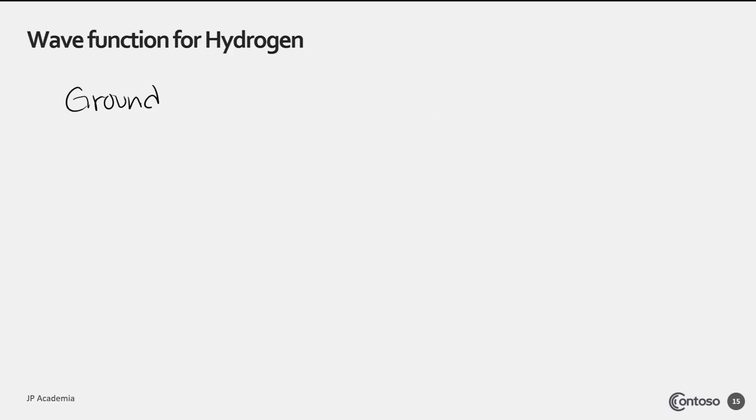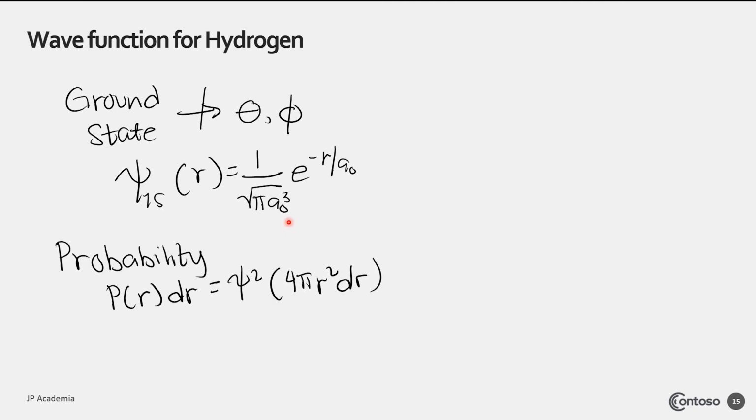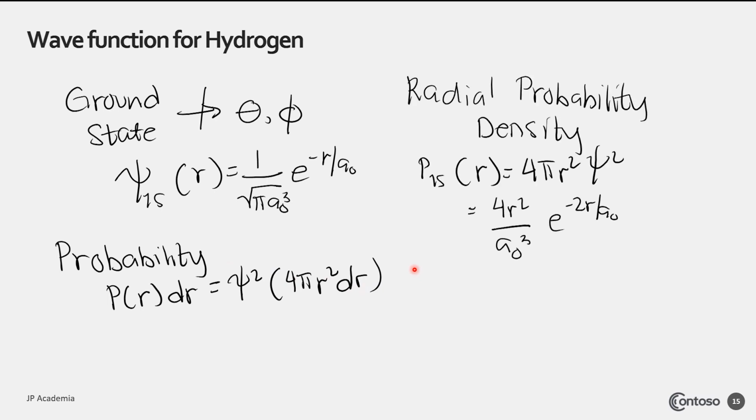The wave function for the n equals 1 and L equals 0 state, or the s state, is this radial function shown here, wherein a naught is the Bohr radius. The probability of finding the electron in a spherical shell between r and r plus dr is given by this equation. Thus, this is the radial probability density for finding an electron for the state n equals 1 and L equals 0.